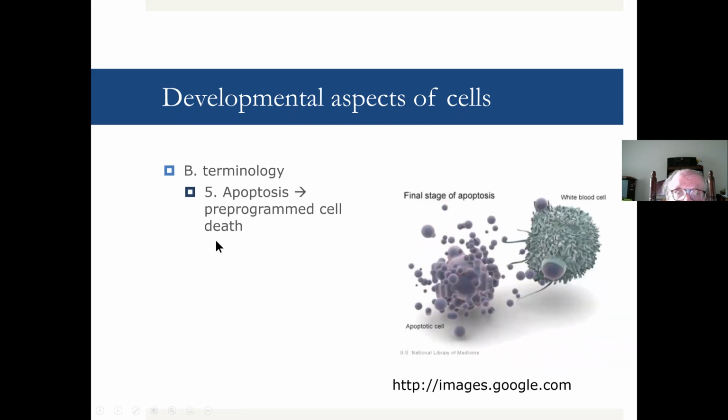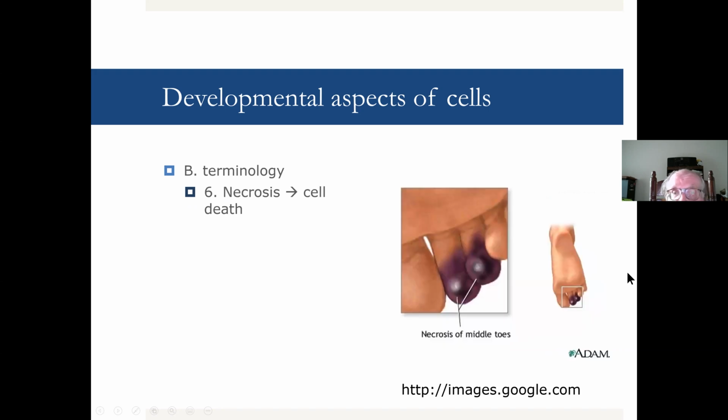You have pre-programmed cell death. Some cells are pre-programmed to die, either based on a signal or a time thing. That's apoptosis. You can have necrosis if you have a lack of blood supply. If you have peripheral vascular disease or diabetes, diabetes causes problems with the small vessels, and you have a lack of blood supply into the distal toes, you can have death of the tissue.